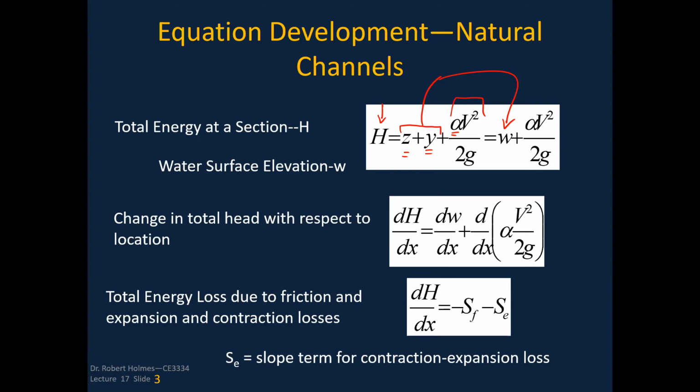Now, if we look at the change in total head with respect to location, dH dx, that is basically the slope of the energy grade line. And that slope of the energy grade line is made up of the friction slope and slope due to expansion contraction losses. So far, like in the direct step method, all we worried about was the friction slope. But now, because this is natural channels and you're going to have expansion contraction, we're going to spend time thinking about the expansion contraction loss.